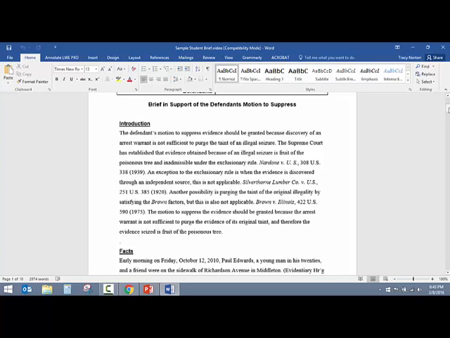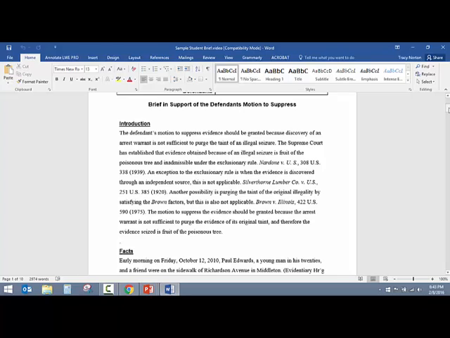In the citation, of course, United States should be spelled out. We don't use the abbreviation U.S. in citations. An exception to the exclusionary rule is when the evidence is discovered through an independent source. This is not applicable. There are a couple things about this sentence. Substantively, it's fine. Drafting-wise, there are some issues.